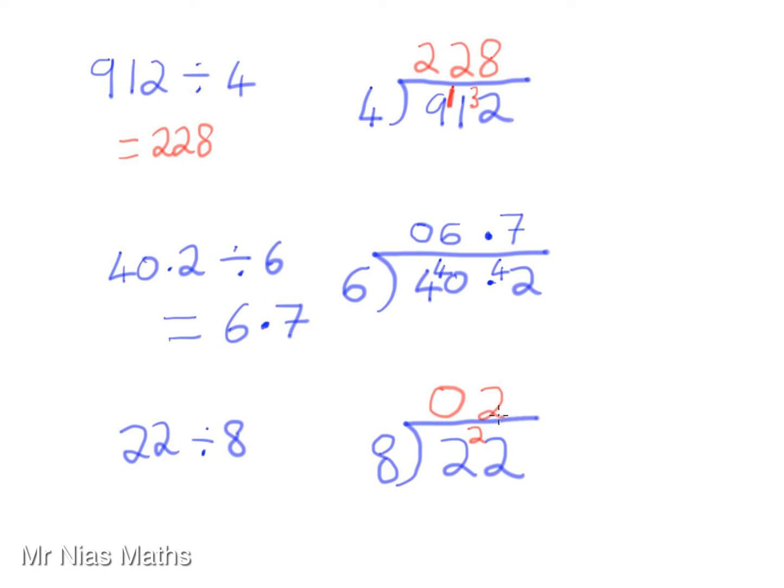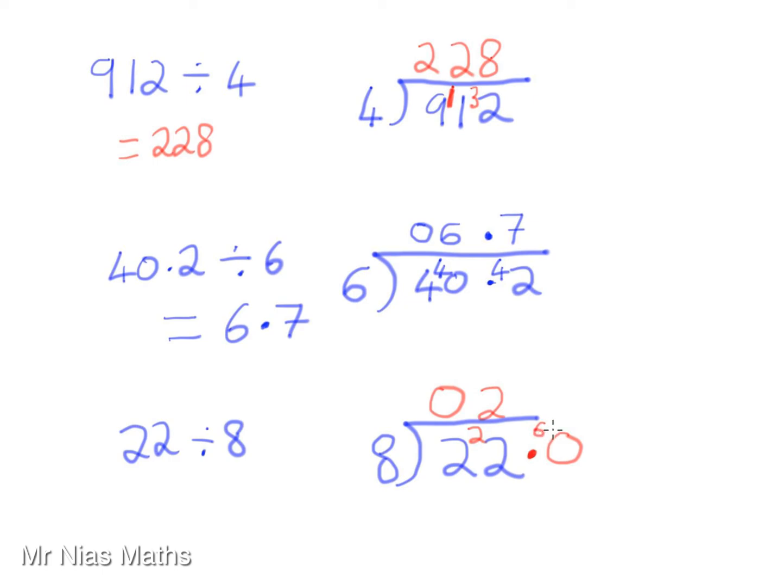But I've got 6 left over, so where am I going to put this 6? Well, I can put a decimal point next to my 22. That decimal point was always there, we just couldn't see it. We don't usually need to write it. If we haven't got any decimal places, we don't need a decimal point. But 22 is the same as 22.0, so it's fine for me to add this 0 on the end. So where were we? 2 8s was 16, so I've got 6 left over, 6 remainder.